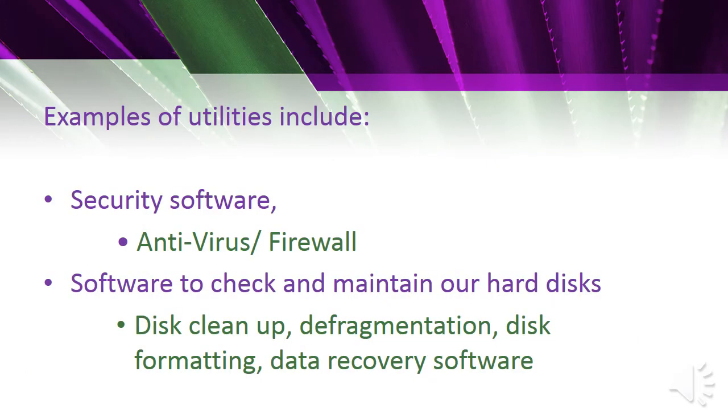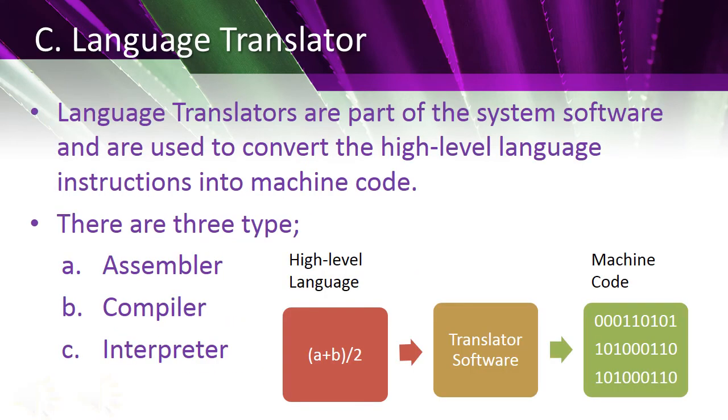Examples of utility software are security software like antivirus software or firewalls, and software to check and maintain our hard disk: disk cleanup, disk defragmentation, disk formatting, and data recovery software.